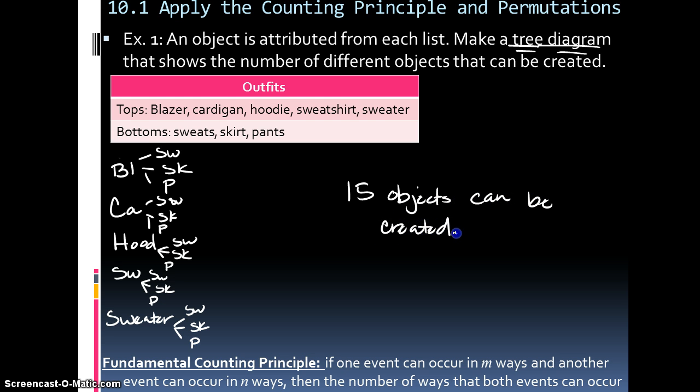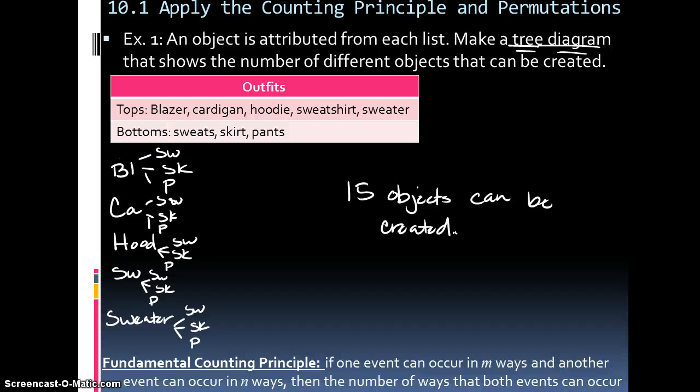Now, there are going to be times where I'm going to tell you to use a tree diagram. And if I tell you that, then that's what I want you to do. Use a tree diagram. Why did I tell you that? I told you that because now when you look at the bottom part of your page, you can't see it completely on here, but it says the fundamental counting principle. And that reads, if one event can occur in m ways and another event can occur in n ways, then the number of ways that both events can occur is m times n.